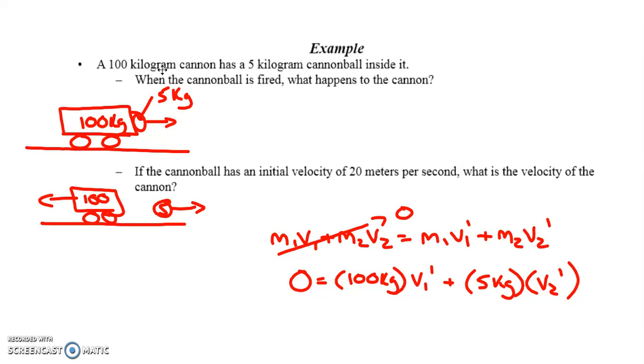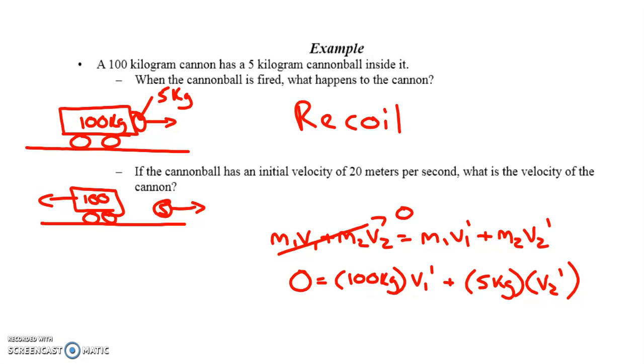The first part of this is, when the cannonball is fired, what happens to the cannon? It gets shot backwards. This is what we call a recoil. So the cannon, as we suggested, is going to be moving towards the left in our diagram.